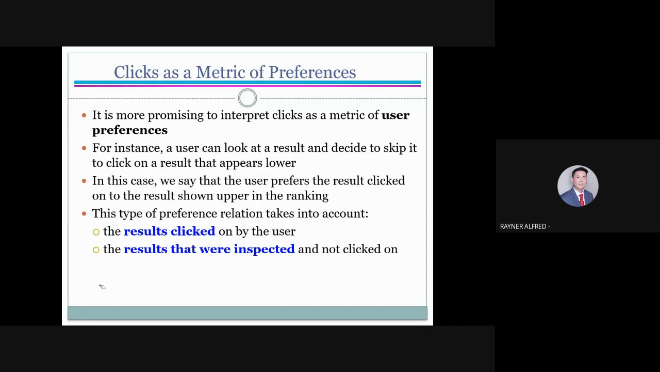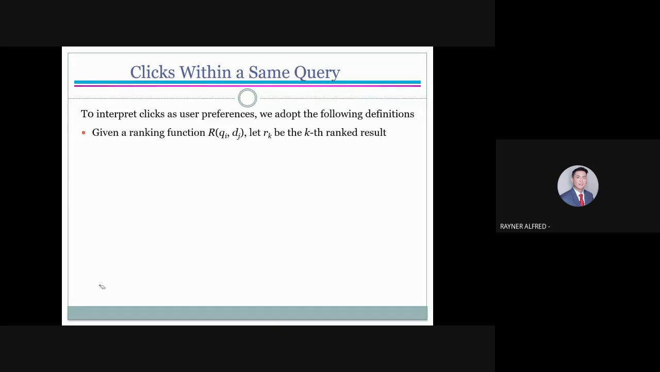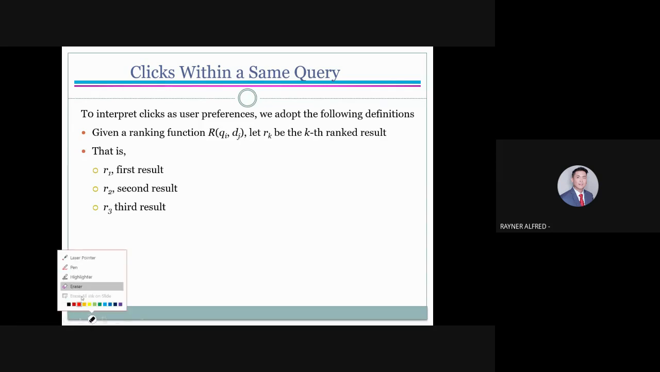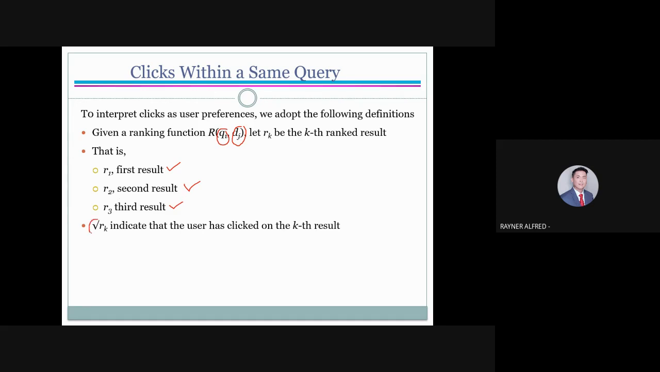Okay, and based on the history of click, or what they click, we can make some assumption. For example, let's suppose we have a ranking function with respect to the query. Let me change this one. So this is a ranking with respect to the query, and we want to rank the documents that we have. So if we have R1, this is the first ranking, second ranking, and third one. And we use this symbol if we say that the user clicked the document.